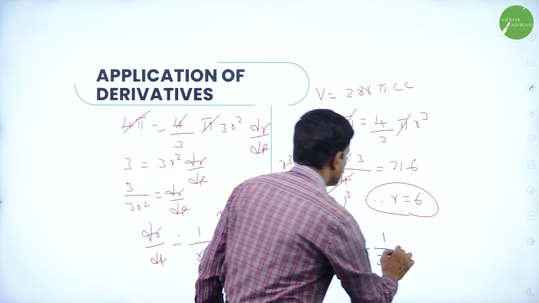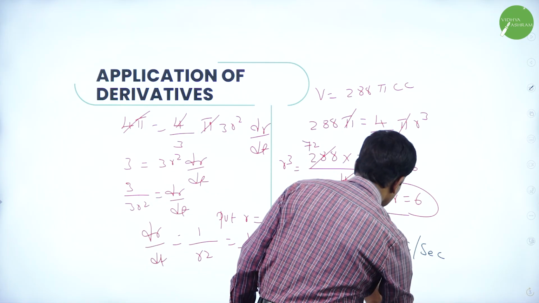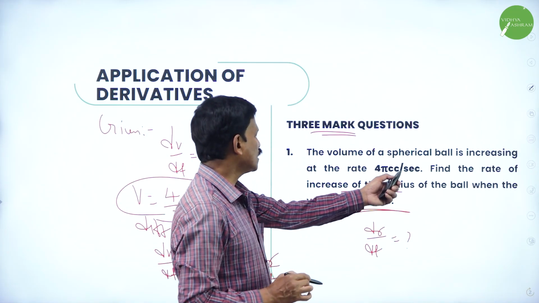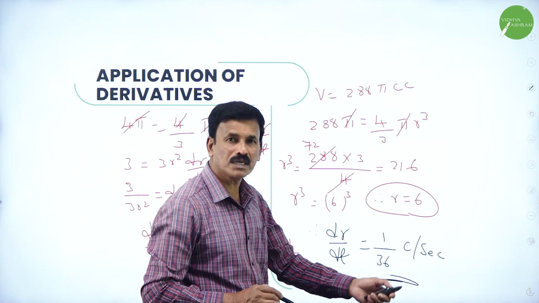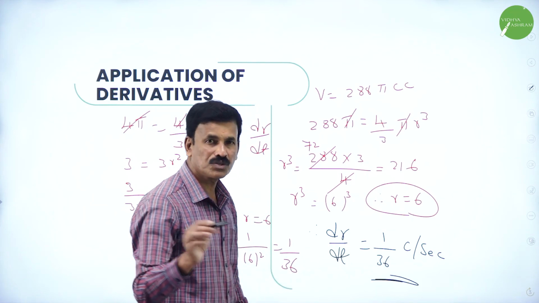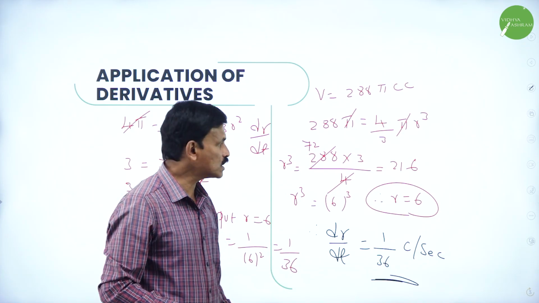So what is the unit? Centimeters per second. Therefore, the rate of increase of the radius of the ball is 1/36 centimeters per second. That's it. This is how we are going to solve this problem. Now move on to the next problem.